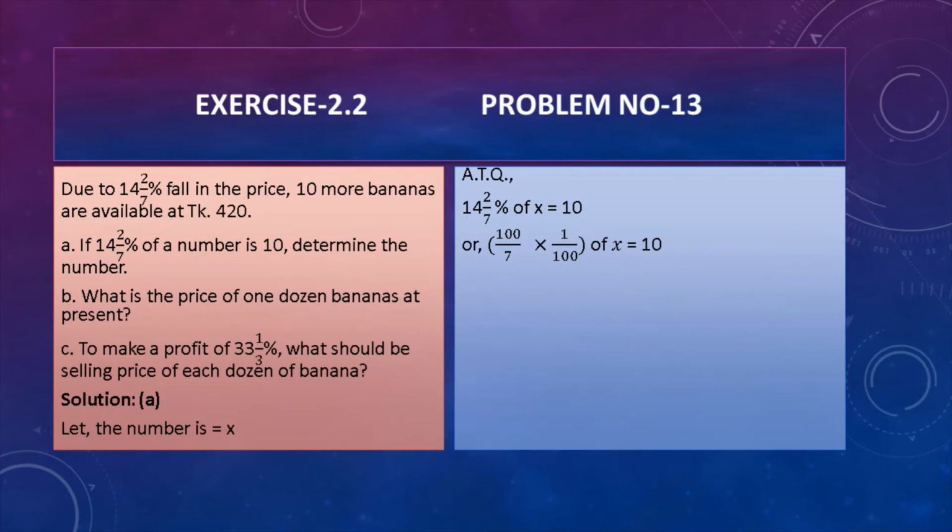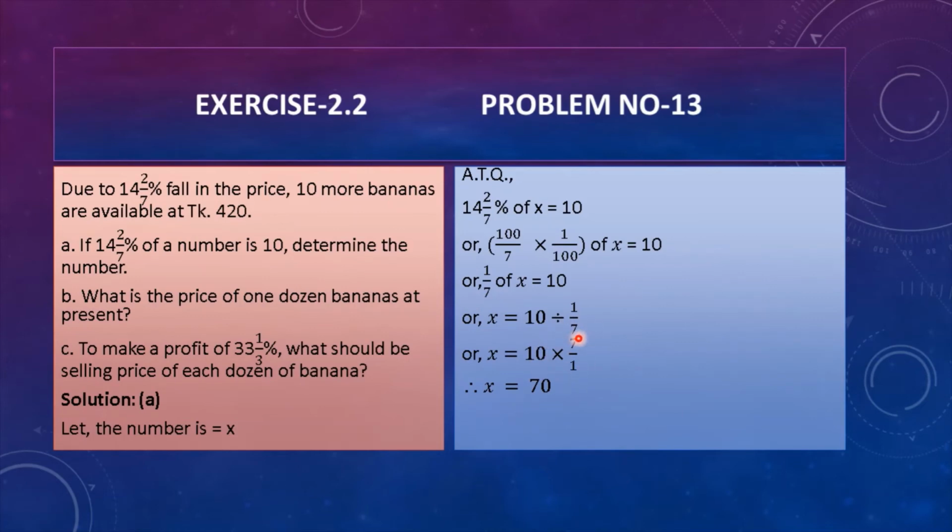Then you can write 7 multiplied by 14, that would be 98, plus 2, that would be 100, divided by 7, multiplied by 1 divided by 100. Because of percentage we can write 1 divided by 100 of x equals 10. 1 divided by 7 of x equals 10, because 100 and 100 we can reduce. Therefore x equals 10 divided by 1/7, because if we move 1/7 to the other side, it becomes division. x equals 10 multiplied by 7/1. Therefore x equals 70.